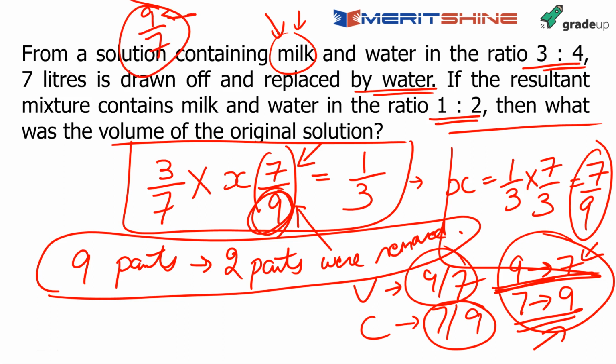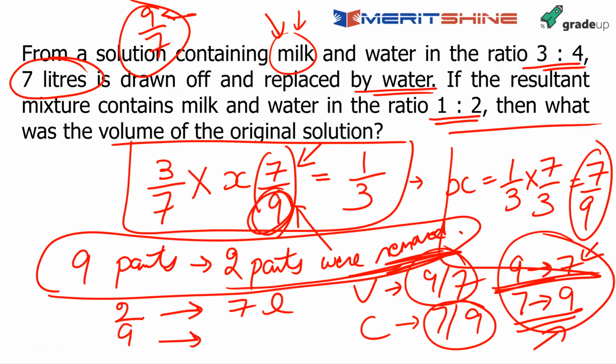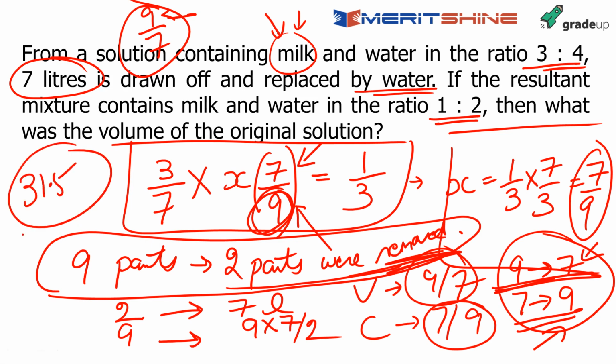So if these 2 parts are being added here, then these 2 parts must have been removed at some point. So what must have happened? 2 parts were removed from 9 parts. Now you know what you have. Use the unitary system. This is 7 liters that is drawn off or removed. So if 2 parts means 7 liters, what does 9 parts mean? This is 9 into 7 divided by 2, which gives you 31.5, which is your answer in this case.